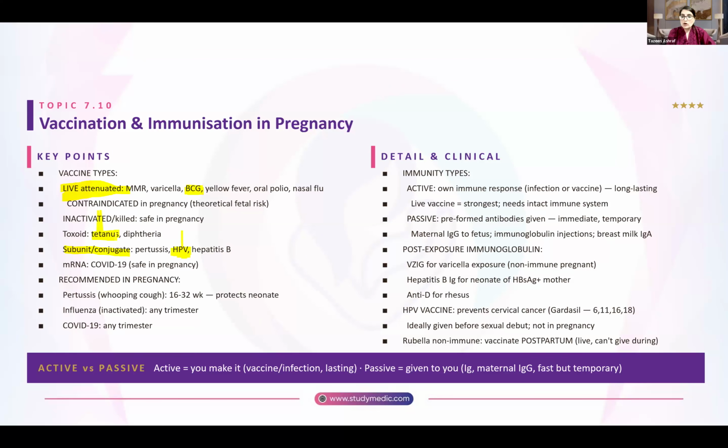Rubella non-immune: we can vaccinate in the postpartum period, as pregnancy should ideally be avoided for 1 month. So if we are giving the rubella vaccination, for how long do we have to avoid pregnancy? 1 month, and that is also an exam tested area. That is also a question which is asked in the exam.